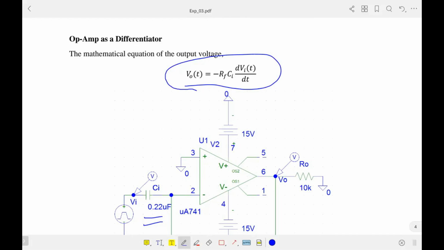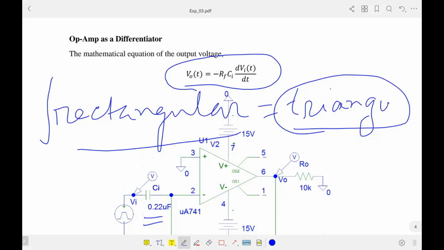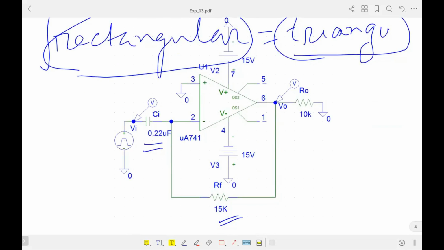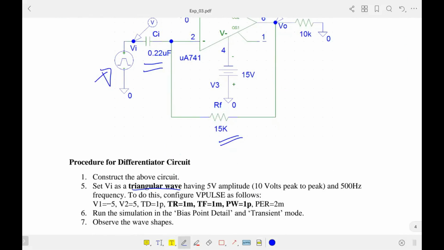So initially I have shown you that if you provide a rectangular pulse, that means if you integrate a rectangular wave, the output will be triangular, right? And you do know that the differentiator is just the inverse of the integrator. So in this differentiator circuit, we will provide a triangular pulse. So here the triangular wave we will provide as the V pulse, and the output we will get is a rectangular pulse, because differentiation of a triangular wave obviously gives a rectangular pulse.